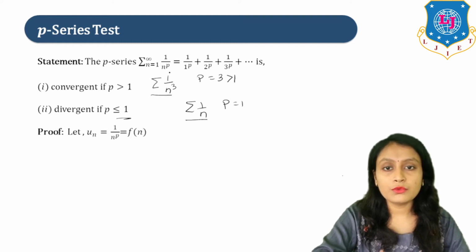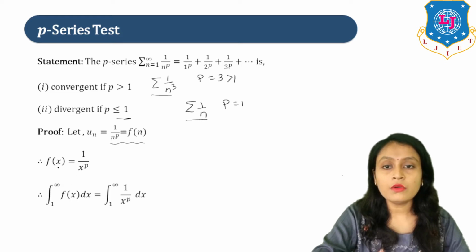So consider u n is equal to 1 upon n raised to p, and this we will consider as f of n. Now we will apply Cauchy's integral test. Firstly we will write f of x, that is 1 upon x raised to p. Now this function f of x is continuous, decreasing and positive in the interval 1 to infinity, right? So we can find the integration 1 to infinity f x dx, that is integration 1 to infinity of 1 upon x raised to p. So just substitute f x. Now this is an improper integral.